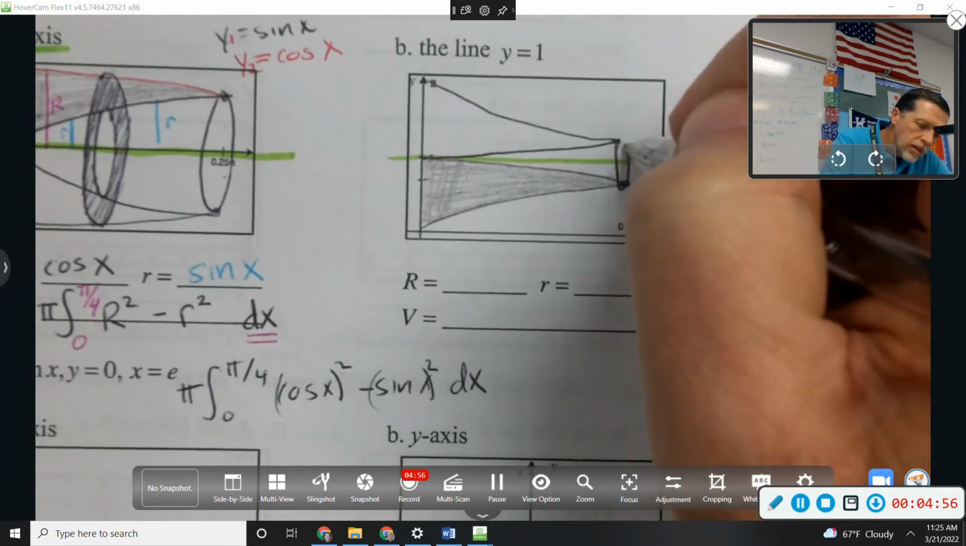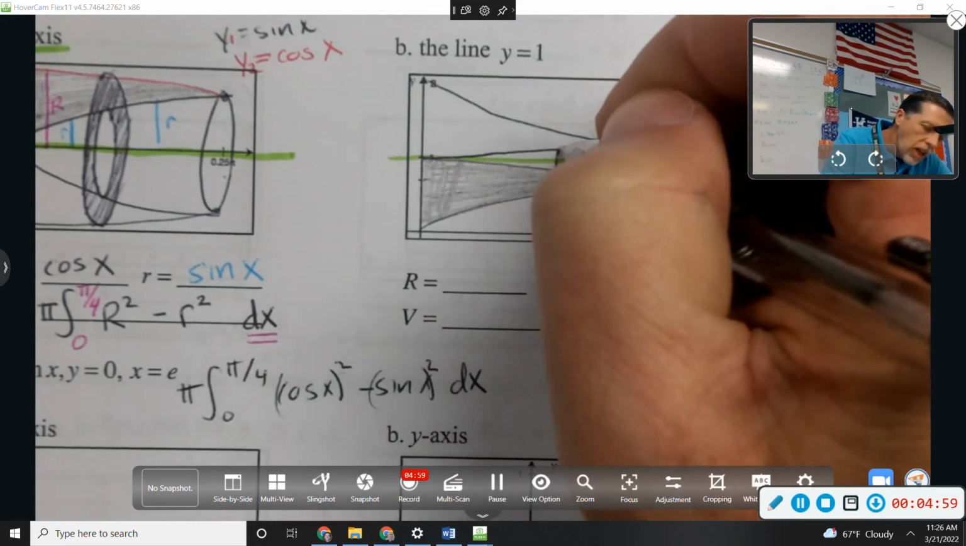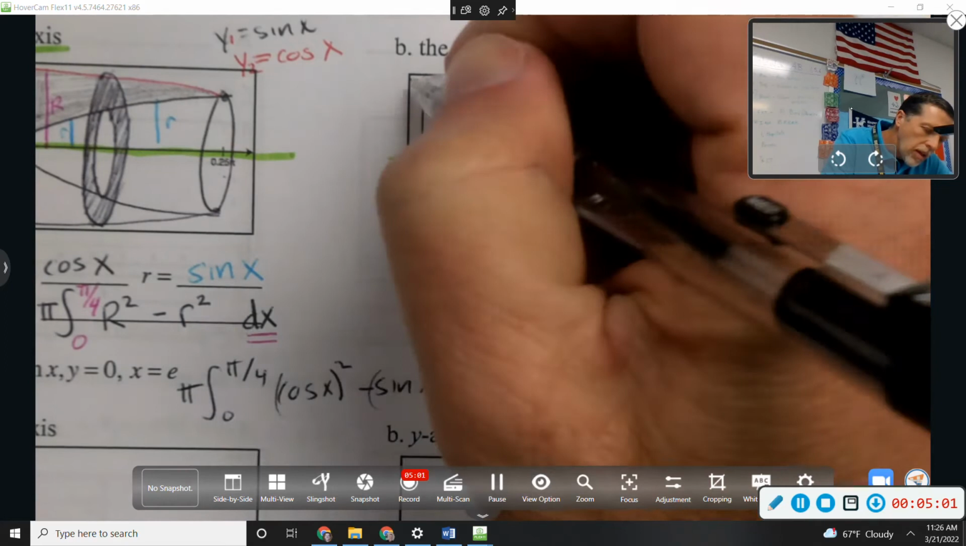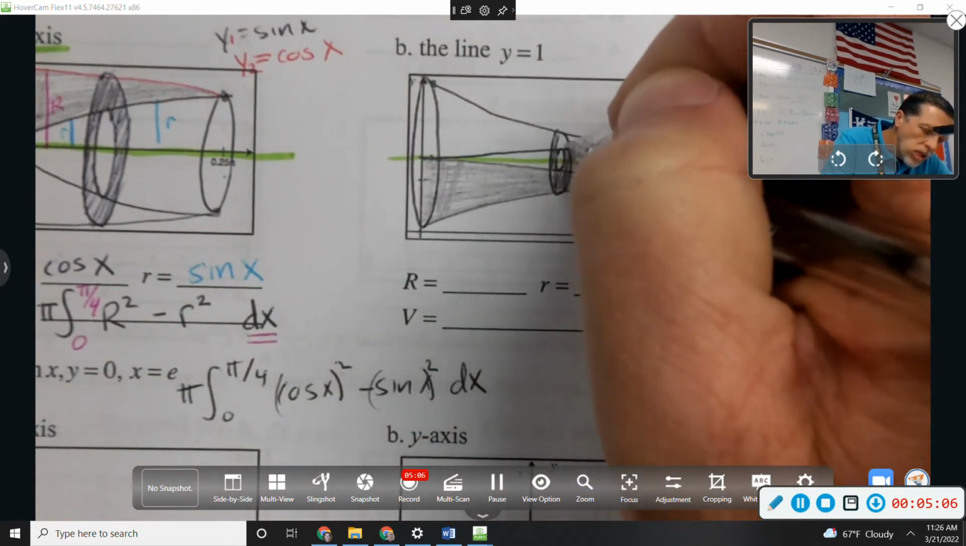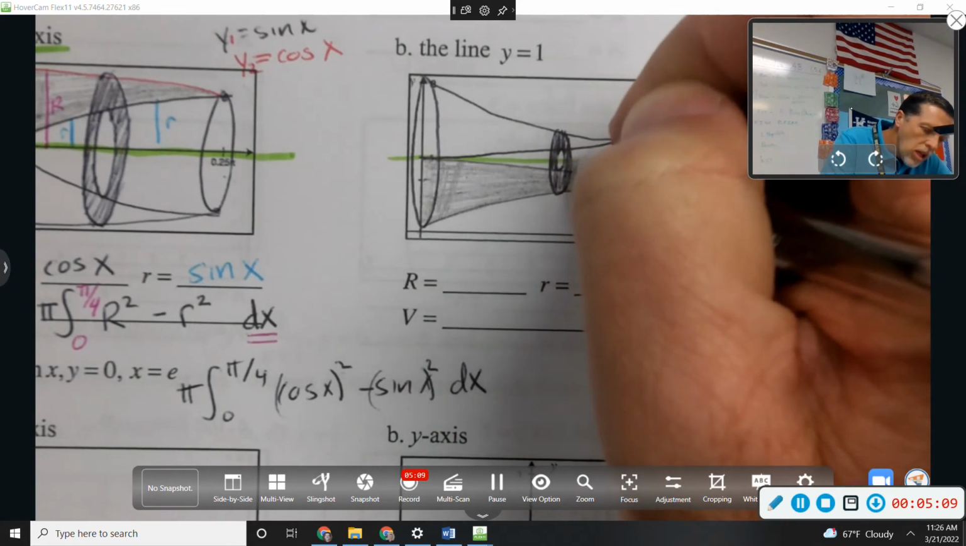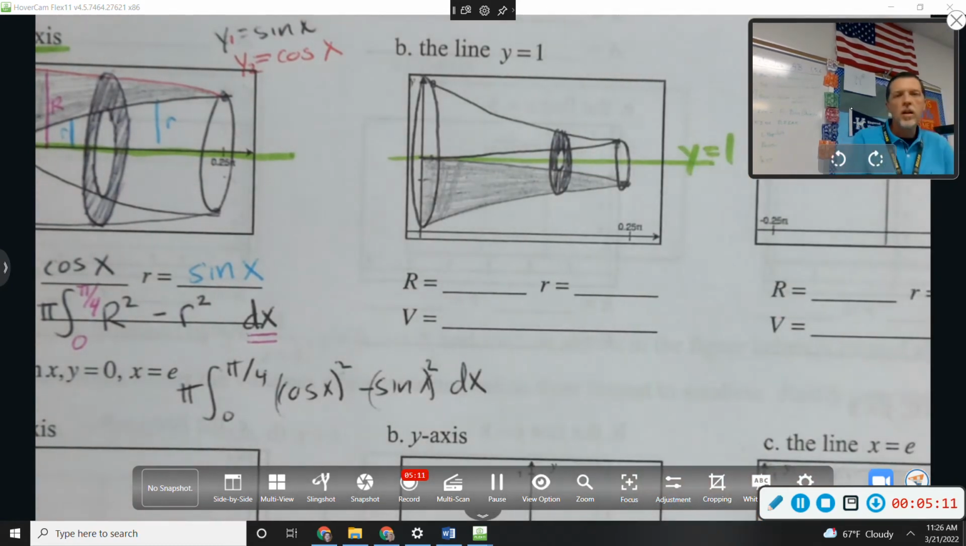And then draw the circles to give the 3D effect. Yeah, take your time drawing it, because if you draw it right, you're much more likely to get the disk washer question right, to get the R's right, get the dx versus dy right. So don't rush through the drawing.